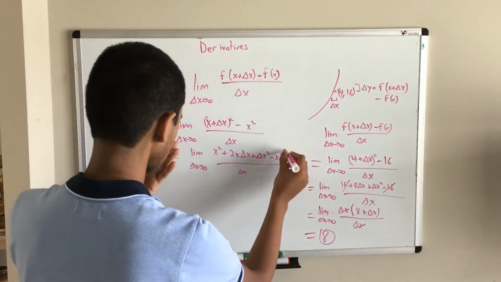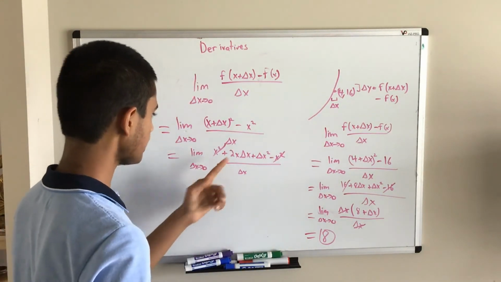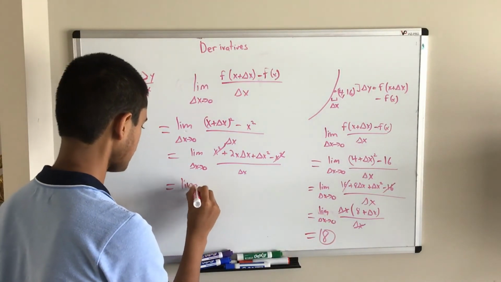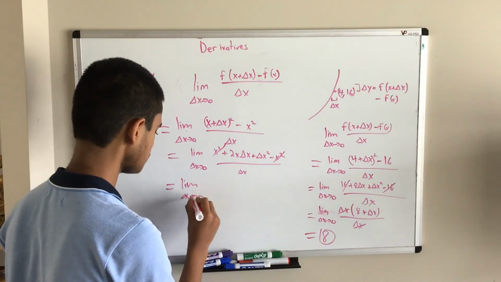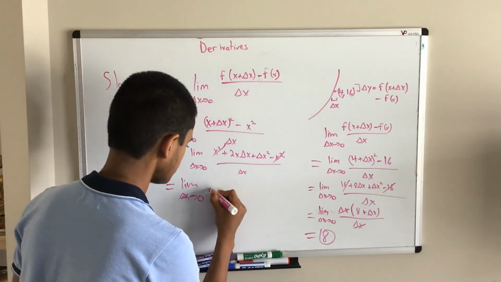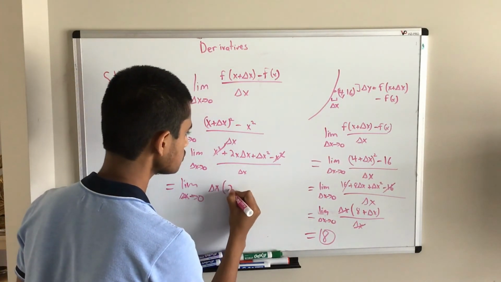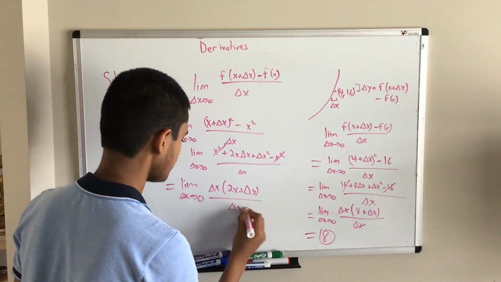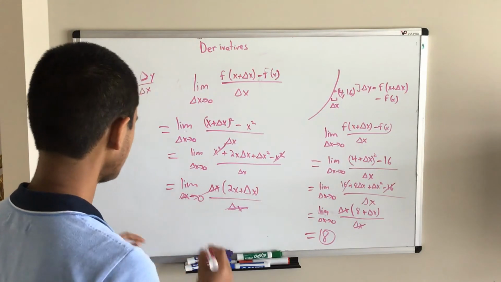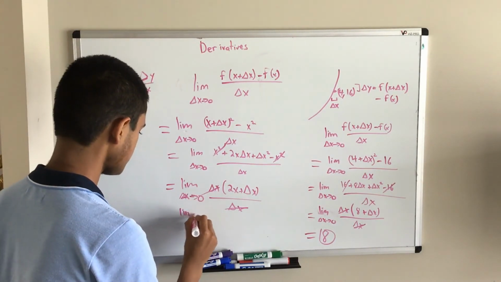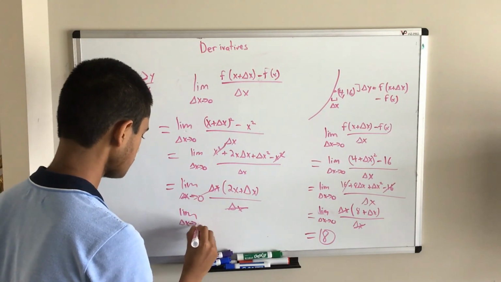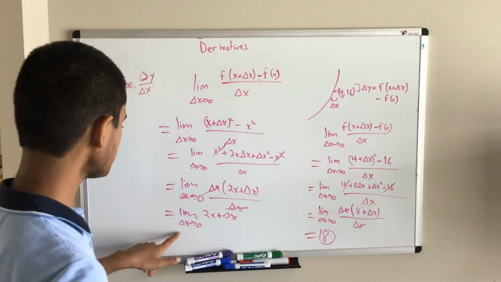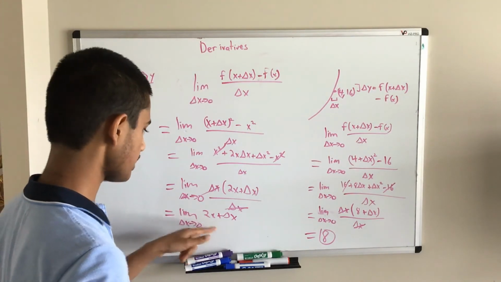And as you may see here, the x squareds cancel out, and we can factor out the delta x like we did before. So this is going to be the limit as delta x approaches 0 of, we factor out delta x, that leaves us with (2x plus delta x) divided by delta x. And now when we cancel the terms out, that leaves us with the limit as delta x approaches 0 of 2x plus delta x. And using substitution for delta x, that just leaves us with 2x.